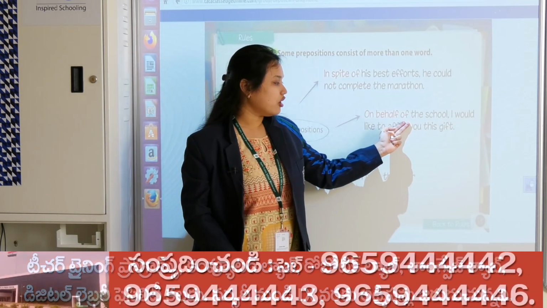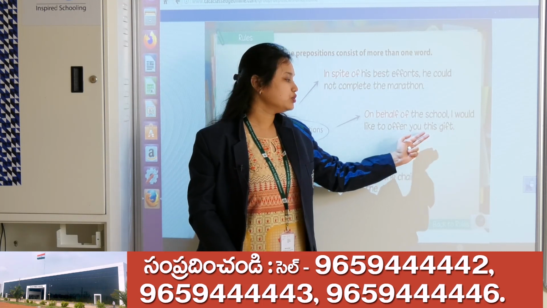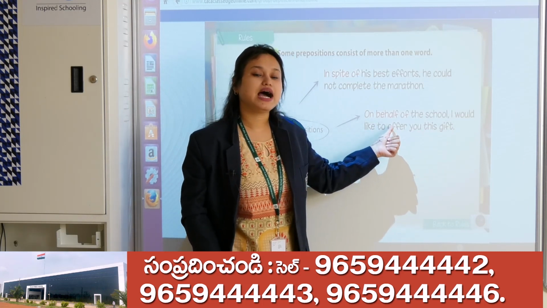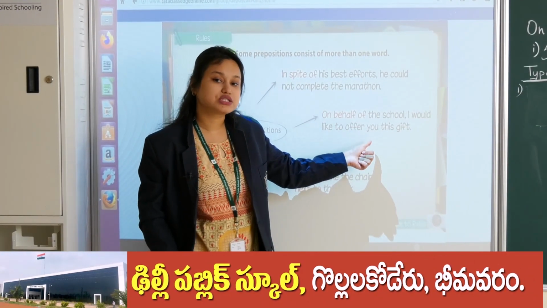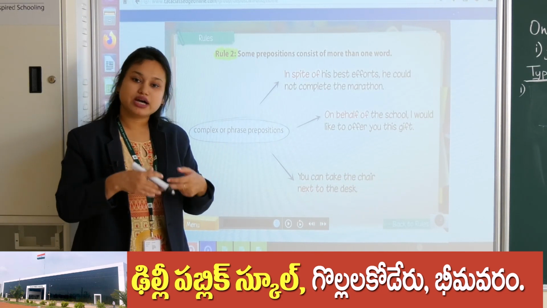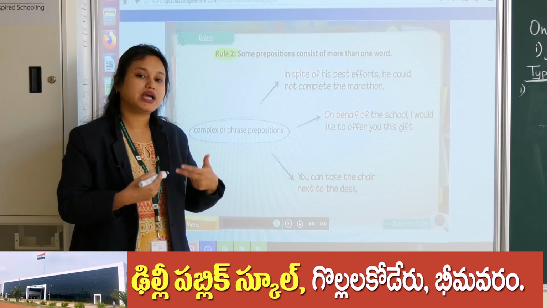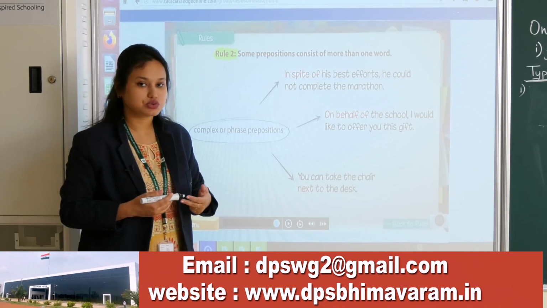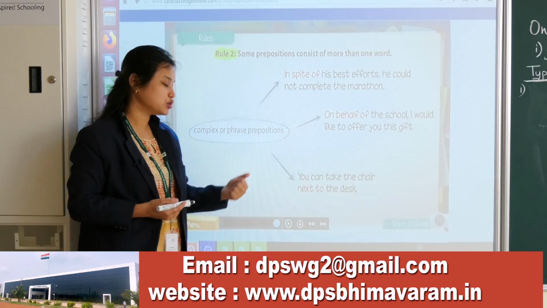"On behalf of the school, I would like to offer you this gift." On behalf of, again three words. Sometimes your parents say, "Convey my wishes to them on behalf of me." You convey my wishes to them. So on behalf of, again, is a preposition.